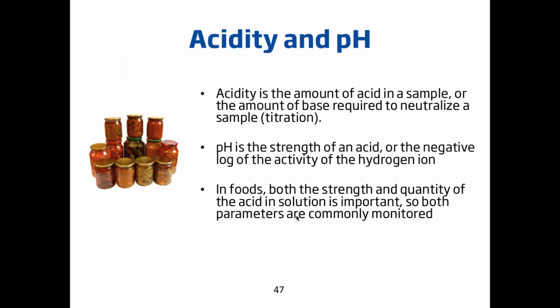All right. We're going to move on, and we're going to talk about acidity and pH. So acidity and pH are related, but they're also distinct. pH tells us whether something is an acid or whether something is a base. Acidity is going to let us know what the concentration is of that acid in the sample. And we're going to determine that by determining how much base it takes to neutralize it.